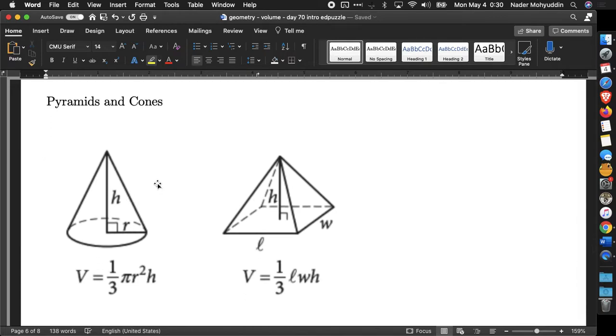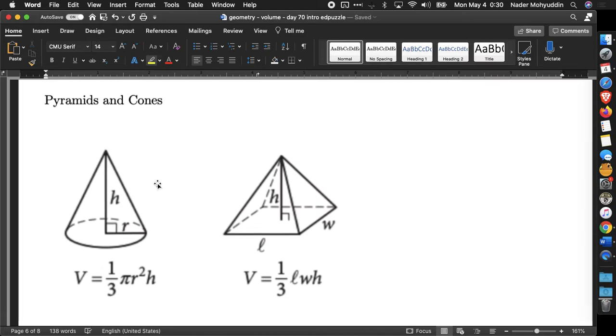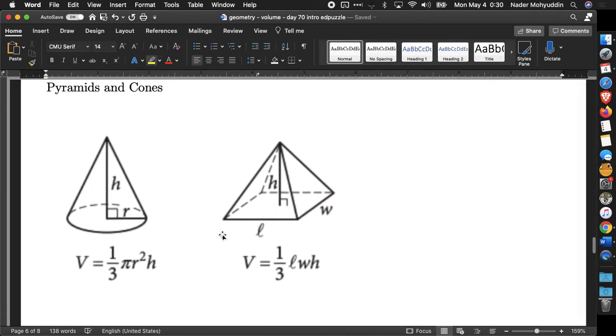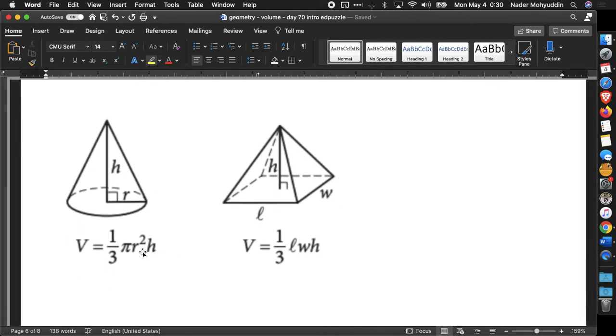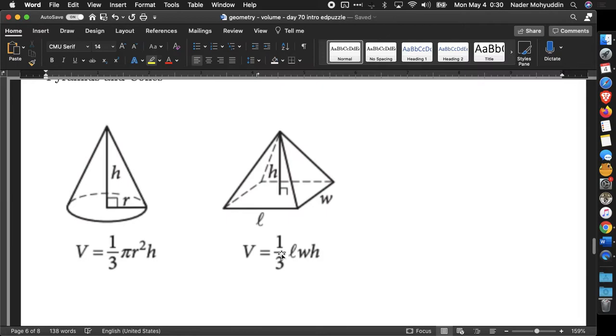Now pyramids and cones I have grouped together here in part because they kind of look similar, and also their formulas are very similar as well. You'll notice both of these formulas have a 1/3 accompanying them. I want to show you where that 1/3 comes from.